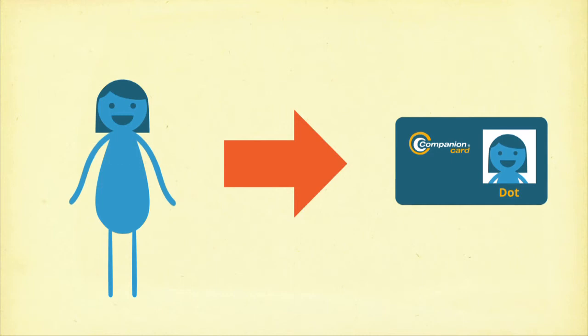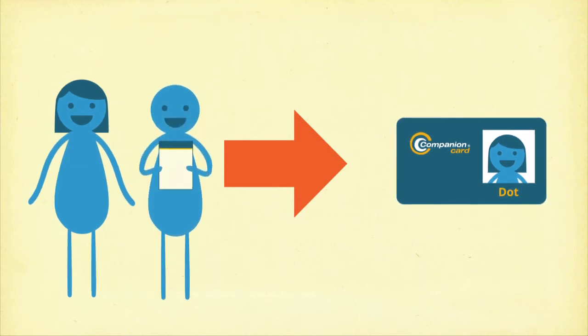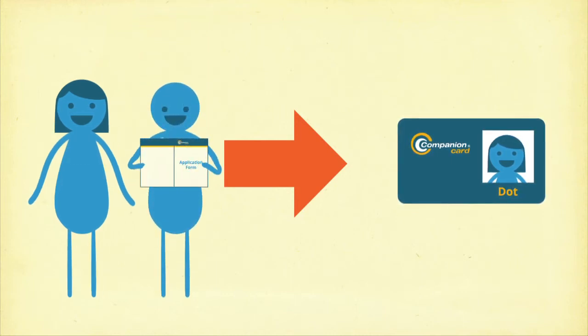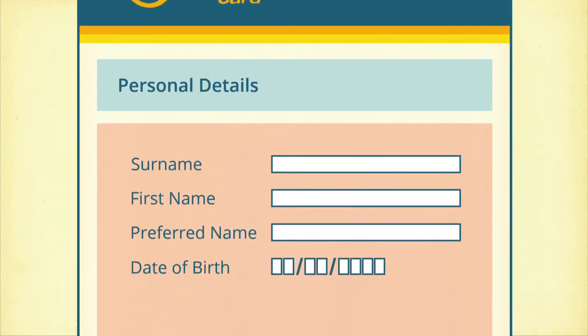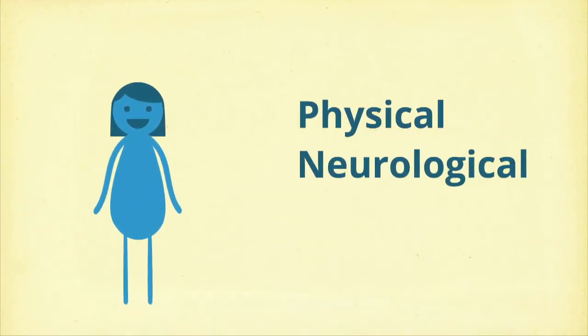Don't worry if you can't complete the form yourself. You can ask someone to help you. Just remember, the details are still about you, not them. First, we need some personal details: your surname, first name, preferred name, and your date of birth. Next, you will need to give us the details of your disability.